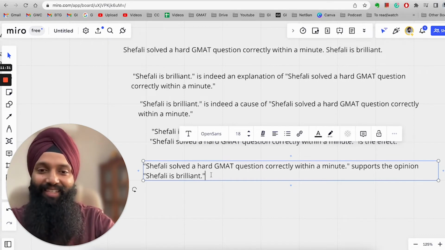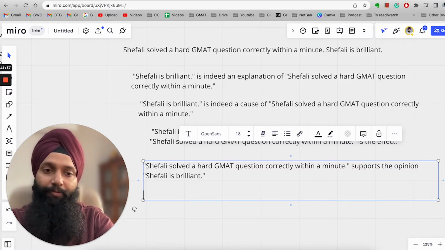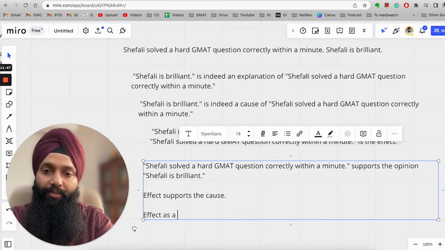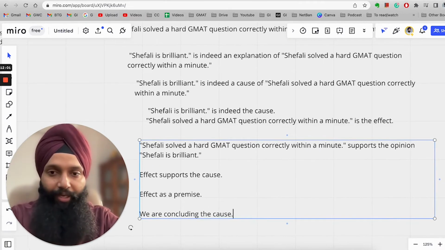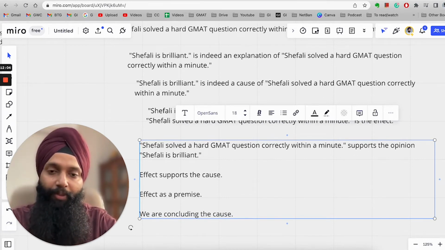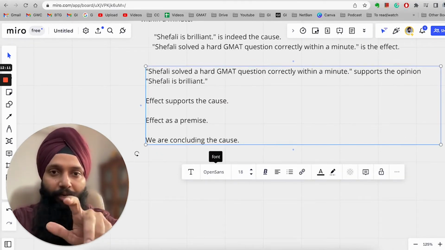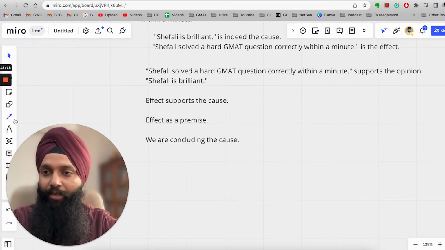How does it make sense? Okay, let me first write it. So what I am saying is effect supports the cause. So we are using effect as a premise and we are concluding the cause. This is what I am saying. Now you may be thinking, wow, this is weird. Probably because you may not have thought about it earlier. But this is actually a very common logical structure in our daily lives. Okay, let me take other examples, some very common real life examples.